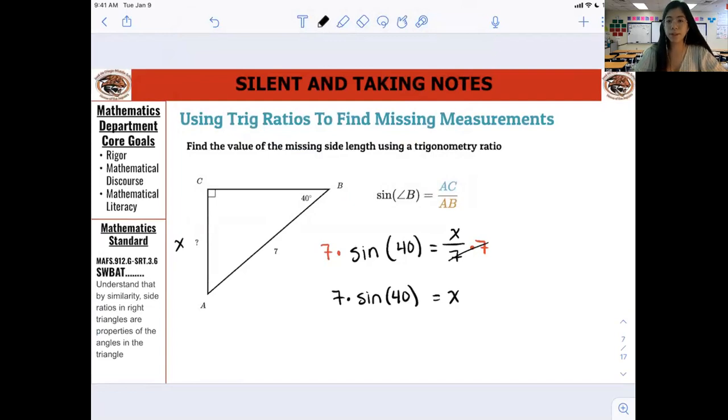and Perla said 4.5. That's good because if you use your calculator, you should get 4.4995132, blah, blah, blah. So that rounds to 4.5.